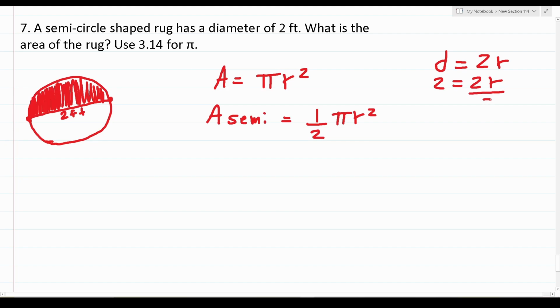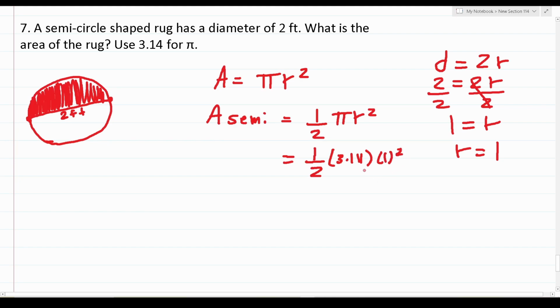If we divide both sides by 2, we can get r by itself. This crosses out there, leaving you with r. 2 divided by 2 is 1. So the radius of our semicircle is 1. So now that we know what r is, we can go ahead and plug it in accordingly. This becomes 1/2. Again, pi is going to be 3.14. And this is going to be r of 1 squared.